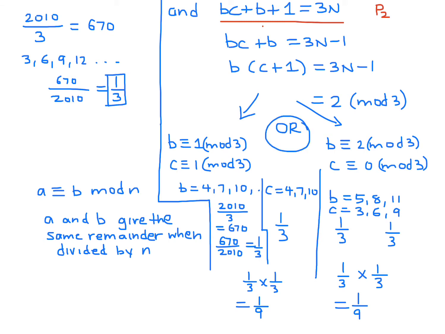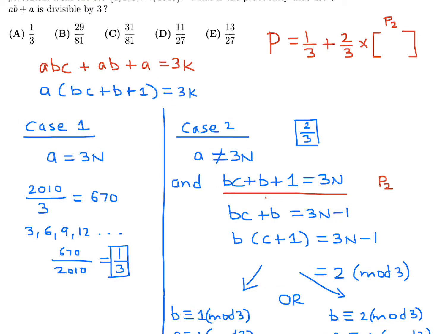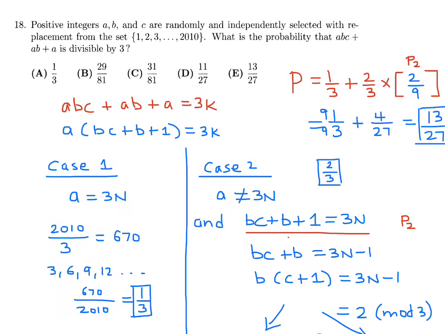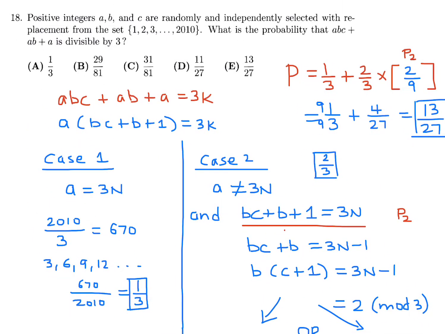And we have to get this or that, so we have to add these. So 1/9 plus 1/9 is 2/9. And this is my P2 that I was trying to figure out from the very beginning. So that 2/9 is what I put over here. So this gives me my probability overall. So that's going to be 4/27. And this, top and bottom by 9 to get a common denominator, 13/27. And therefore, number 18, the answer is E.